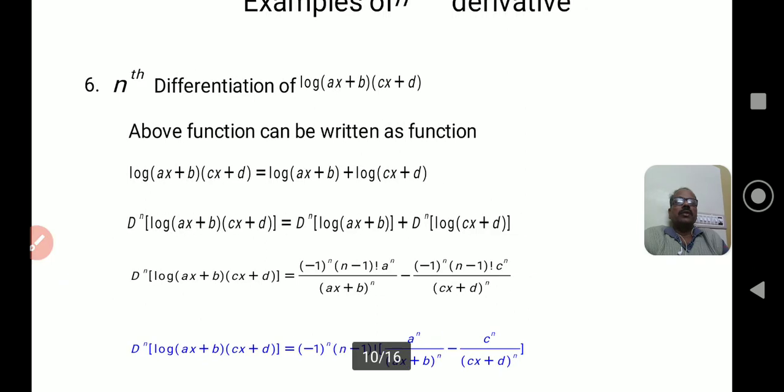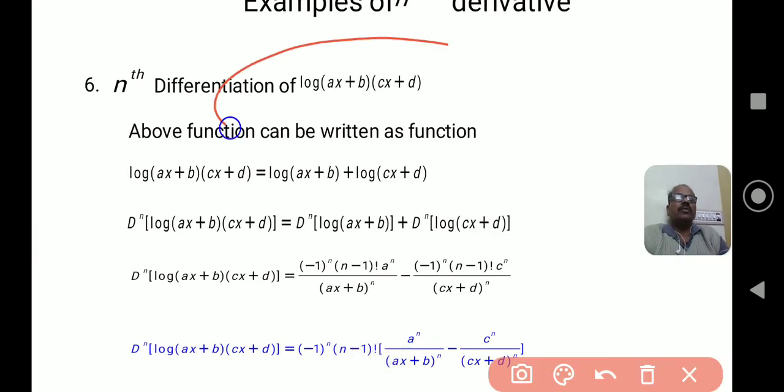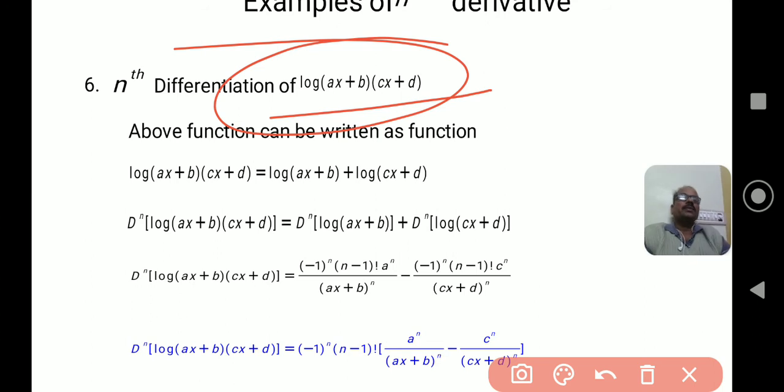Okay, next example, we are finding the nth derivative of a logarithmic function. Very clearly, log of ax plus b into cx plus d. It is understood as the log a into b formula, or log x into y formula. How to write log of a into b? It can be written as log a plus log b. First thing you should remember, because we don't know the nth derivative of log a into b, you should bring it as log a plus log b. That is the reason I wrote it here.